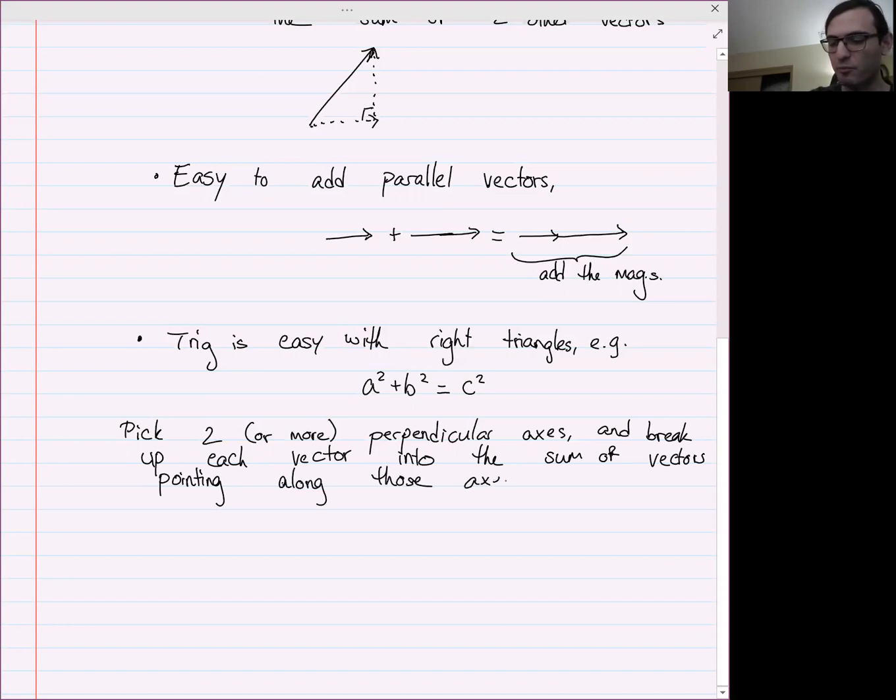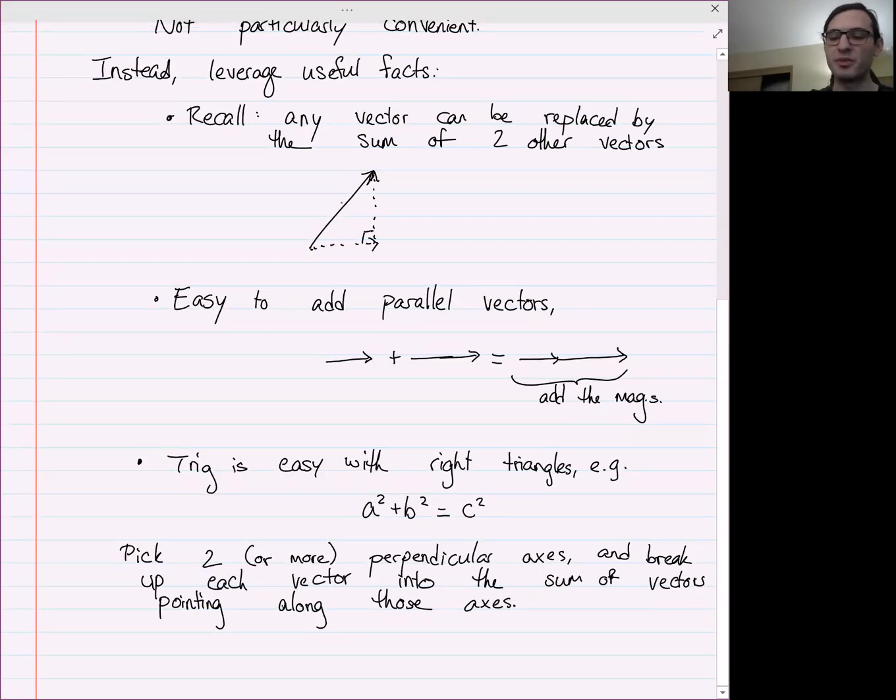So the key here is this picture. We would have this vector here, maybe A, and then we break it up into two vectors, maybe we call it A1 and A2. If our axes were just standard Cartesian axes, then the vector A1 would point to the right, and the vector A2 would point up. And so they would be pointing along those axes.